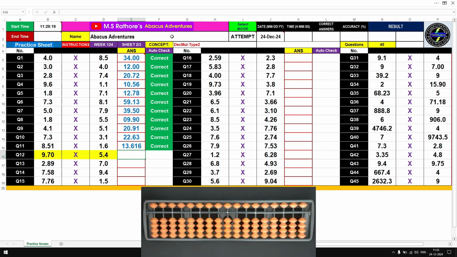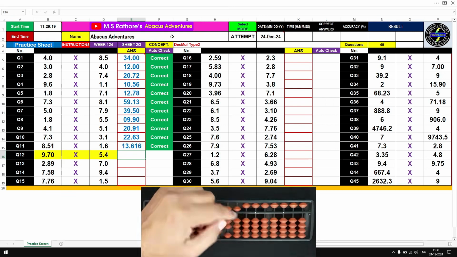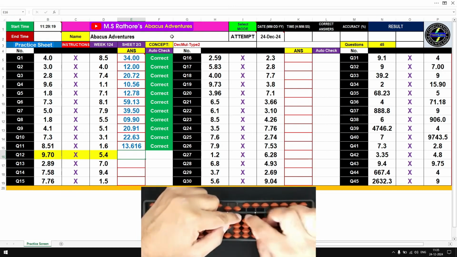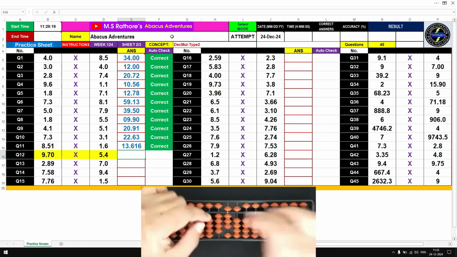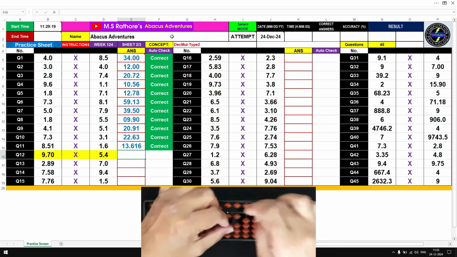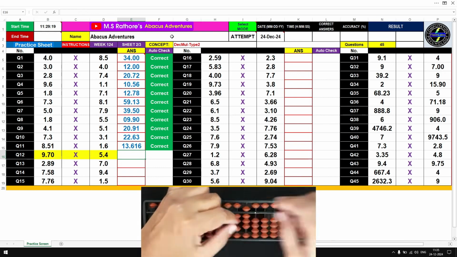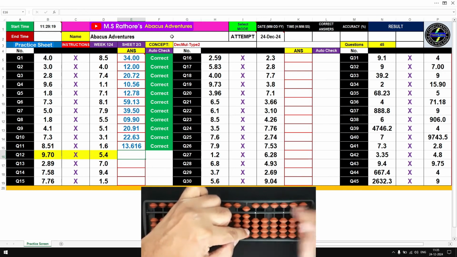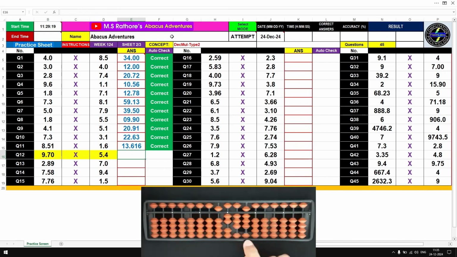Question number 12, 9.70 multiplied by 5.4. Let's begin from rod number 2. 5 9s are 45, shifted 5 7s are 35, shifted 5 0s are 0 0. Round 2 begins from rod number 1 now. 4 9s are 36, shifted 4 7s are 28, shifted 4 zeros are 0 0, and the answer is 52.380.